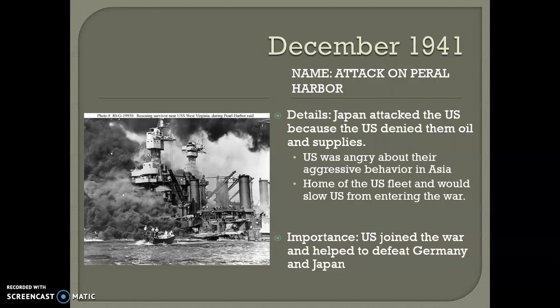Why did they do that? Two reasons. One, we were trying to stop Japanese expansion in Asia by denying them oil and money. And two, this was the major naval base of the U.S. in the Pacific. So they knew by bombing it that when we did join the war, we'd be really weakened. So the significance is pretty obvious. As a result of this, we will join the war against Germany and Japan and help turn the tide and ultimately lead to victory.